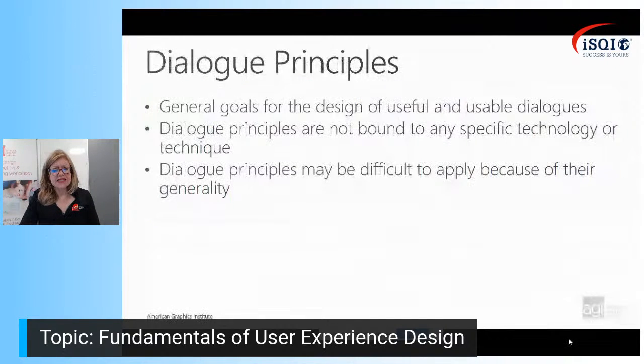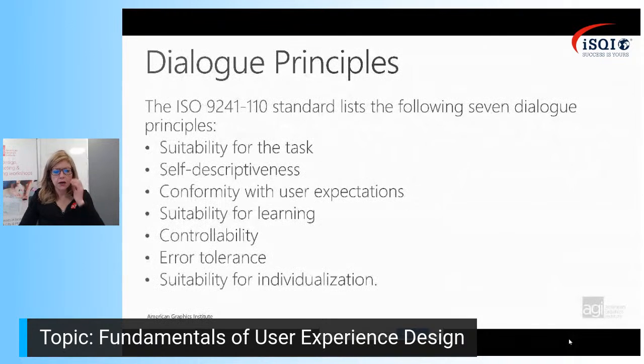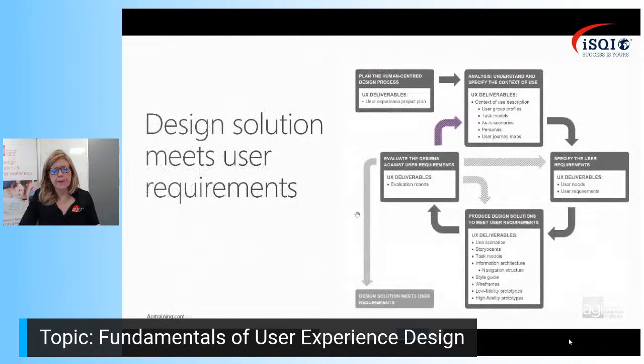And so basically at this point, you're also evaluating the dialogue principles. These are heuristic type things that you might look at, like, oh, is it suitable for the task? Is it self-descriptive? Do people know what to do with it? Does it conform to their user expectations? Is it suitable for learning? Can they control it? Is there error tolerance in it? And is it suitable for individualization? And so you're doing this stuff as well.